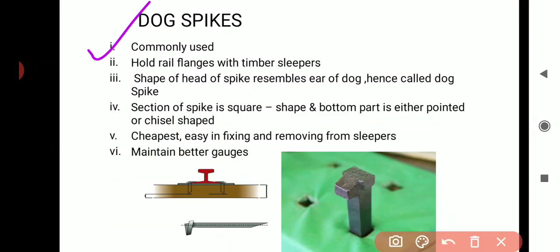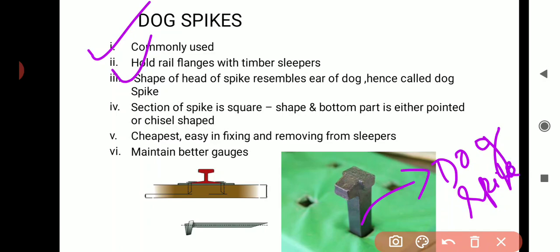Generally, dog spikes are commonly used and they hold rail flanges with timber sleepers. These dog spikes are also used to connect the rail to the wooden sleeper, and the shape of the head resembles the ear of a dog, hence called a dog spike. So this is the dog spike. Here you can see this is the head of the dog spike, and this head resembles the ear of a dog, so this type of spike is called a dog spike.